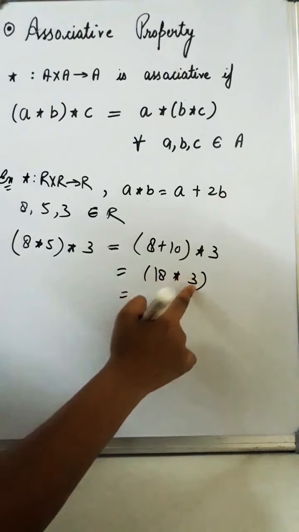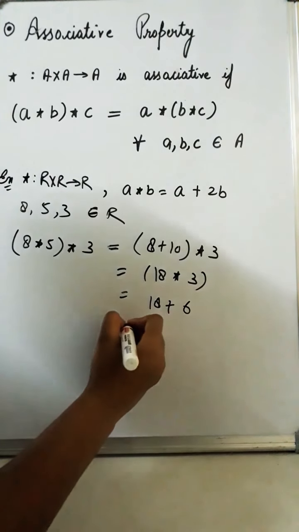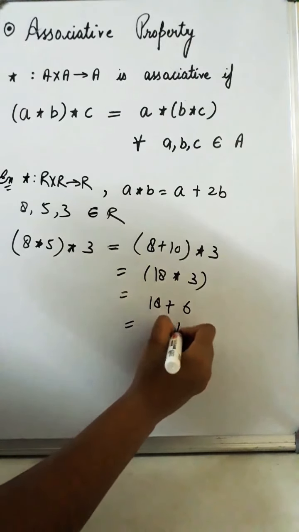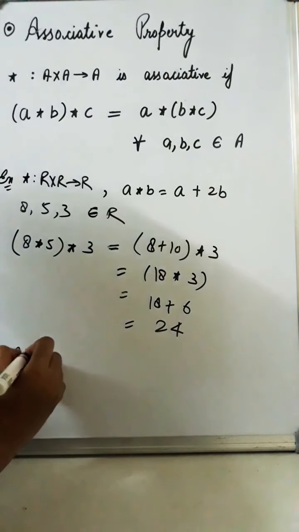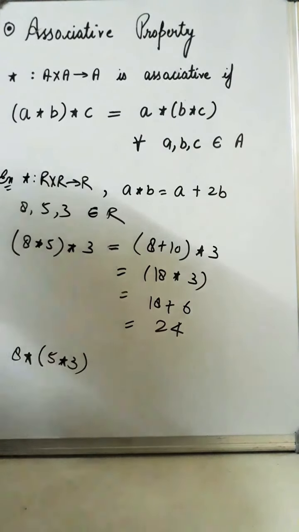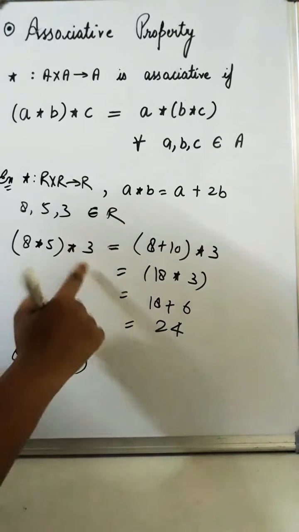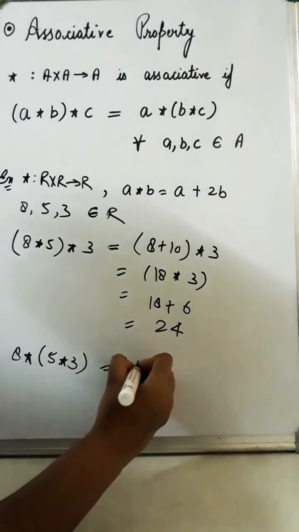18 star 3 means 18 plus 2 times 3, just 6. How much is that? It's 24. Now let us see whether 8 star 5 star 3 is equal to 24 or not. I have changed the order of the bracket. Now what do you get? 8 star will remain the same.